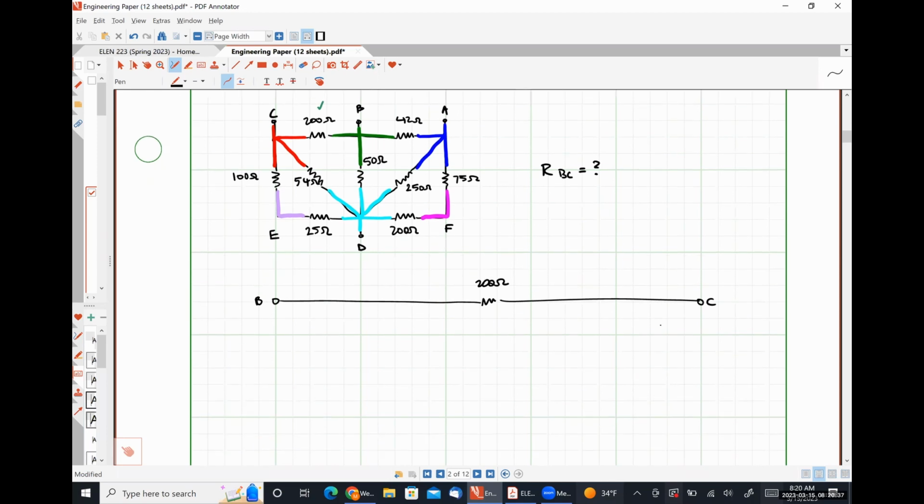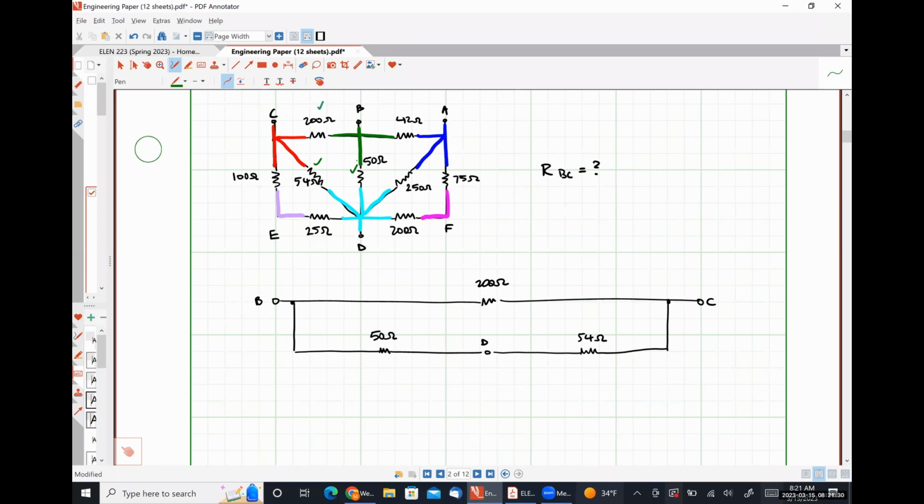So I am going to put node D here in the middle. And I can go from B to D through that 50 ohm resistor. And then I can go from D directly to C through the 54 ohm resistor. And I'm gonna check this guy off and this guy off. But we can see there's actually another path that I can take to go from D to C, right?